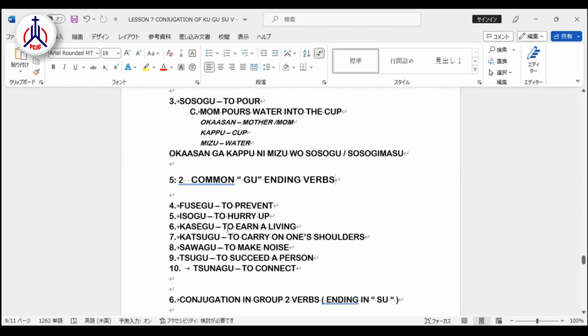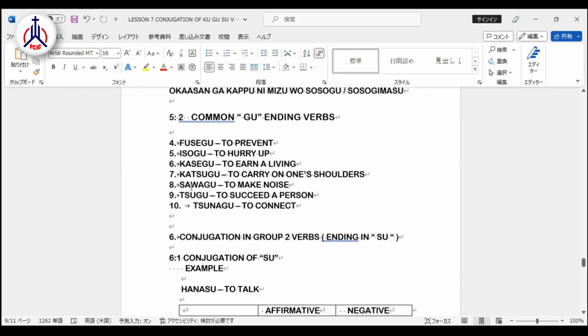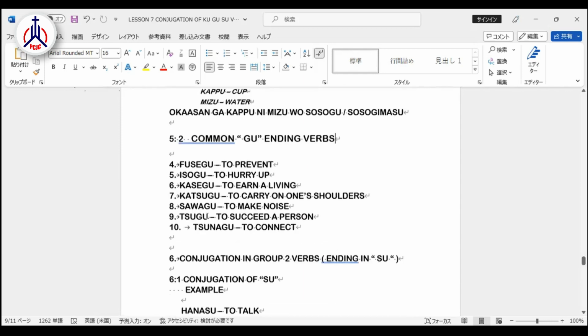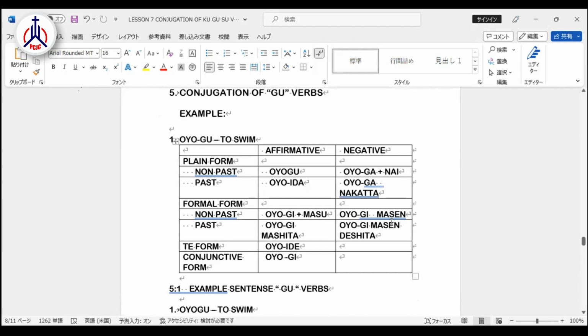Kasegu means to earn a living. Katsugu means to carry on one's shoulders. Sawagu, to make noise. Tsugu, to succeed a person. And tsunagu means to connect. All of these end in gu, so you can conjugate them according to the table, like this.